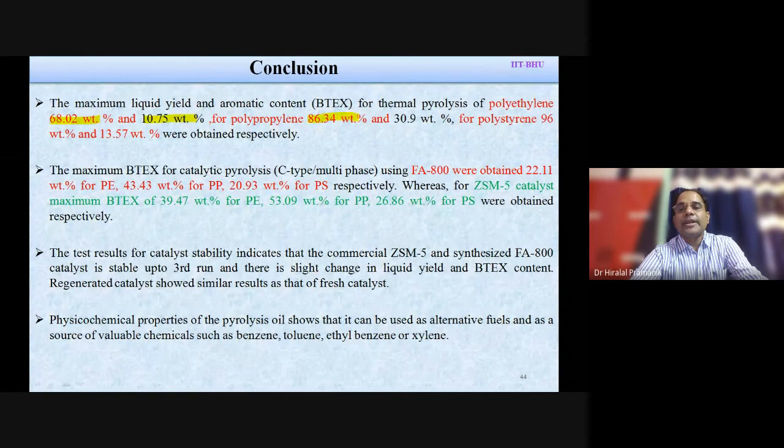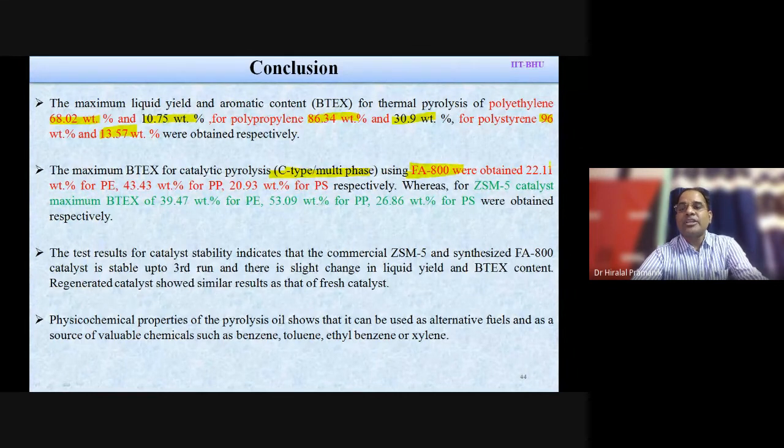It is liquid yield, and aromatic content we got 30.9, and polystyrene liquid yield 96 and aromatic content 13.57, right? Okay, maximum BTX yield for catalytic pyrolysis, this is for thermal. Now BTX for catalytic pyrolysis, C type we have compared, because C type is the best using FA900. So ZSM5 is also there for FA900.